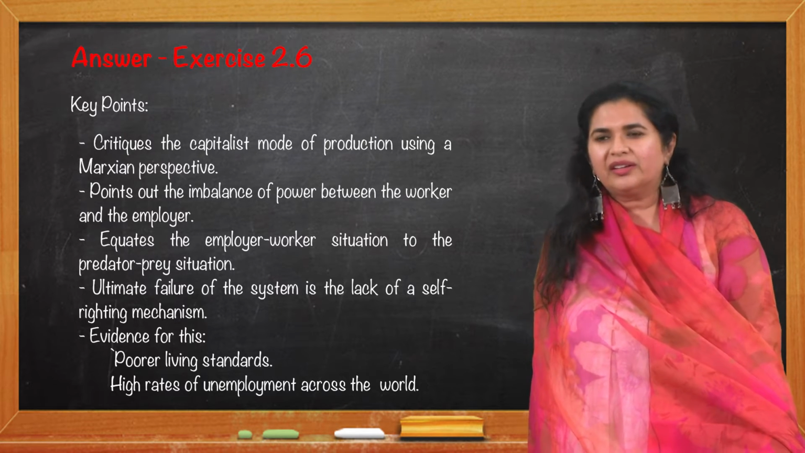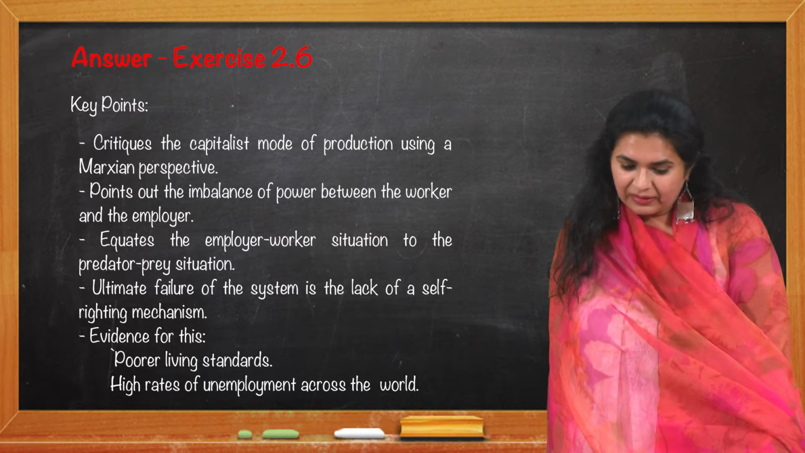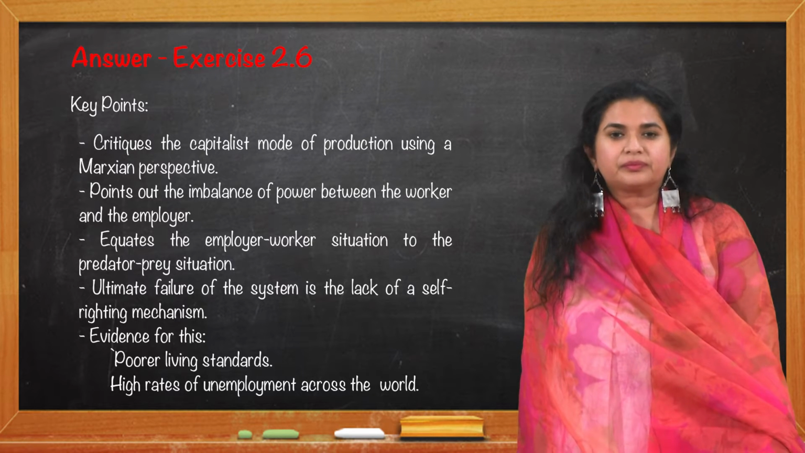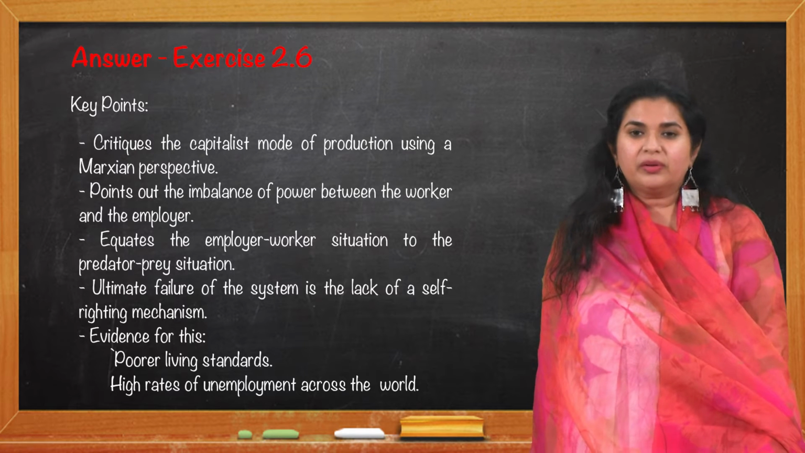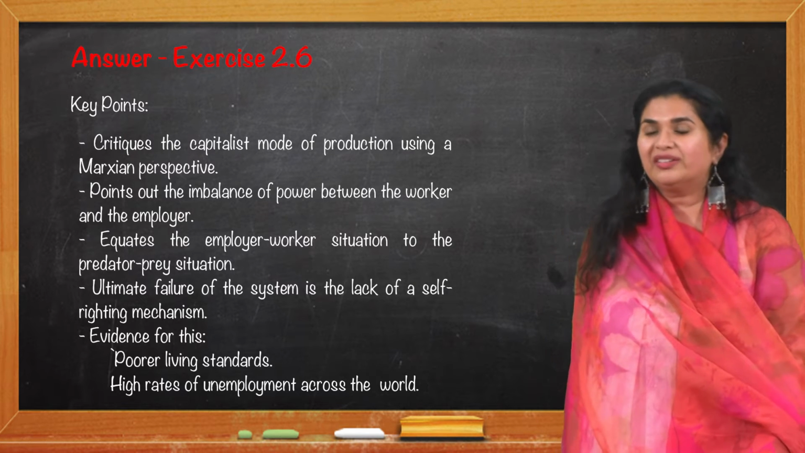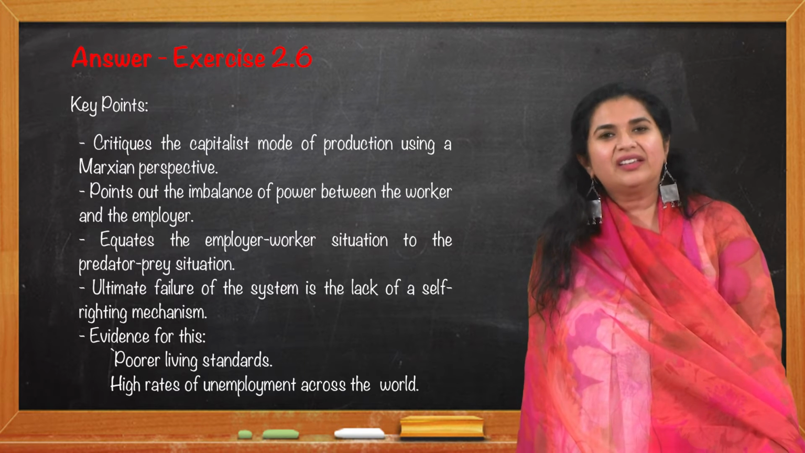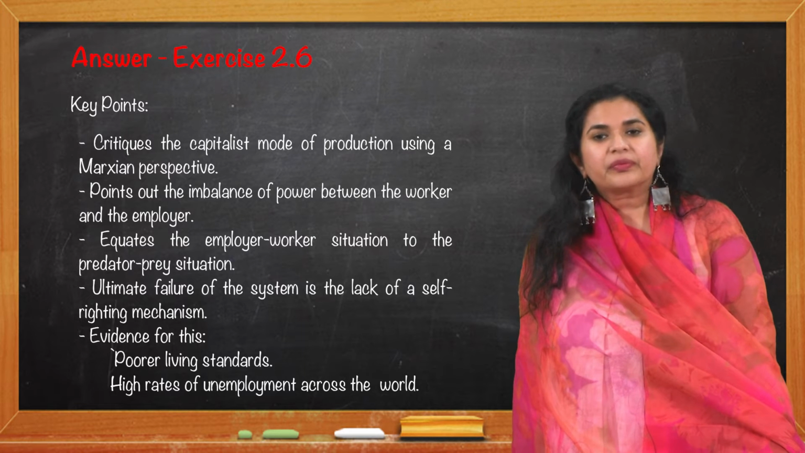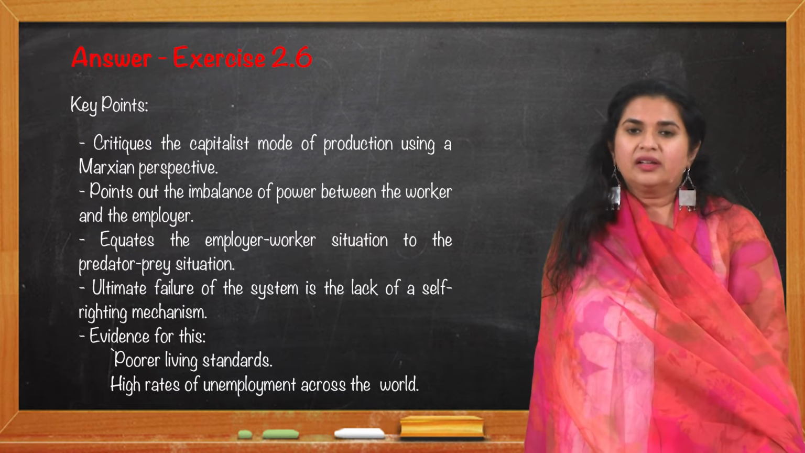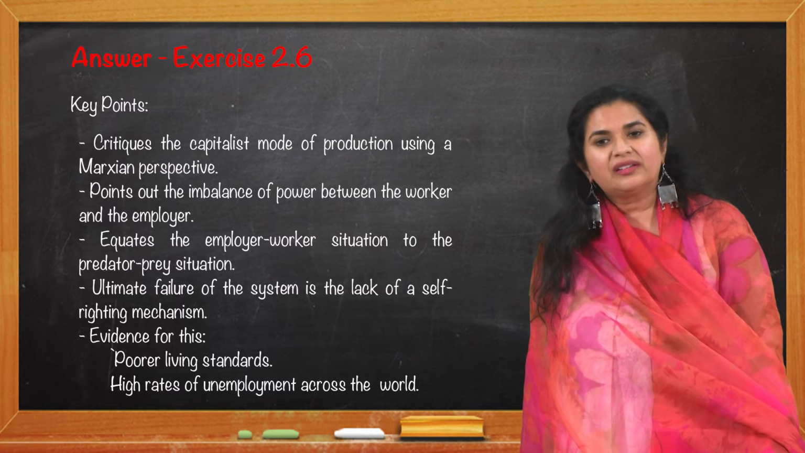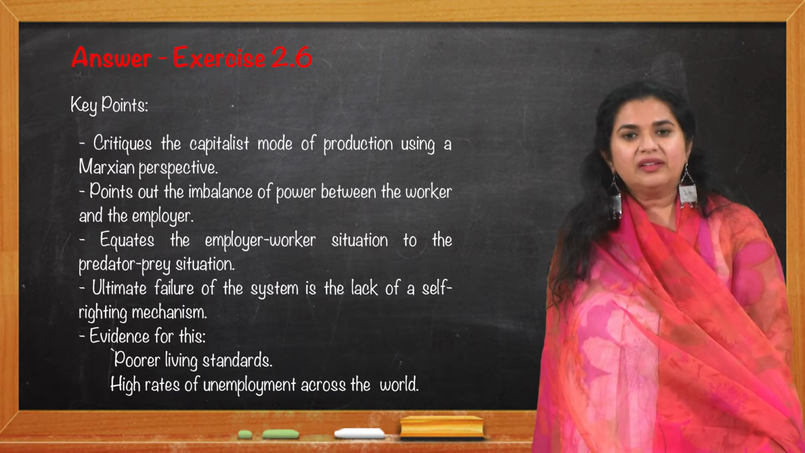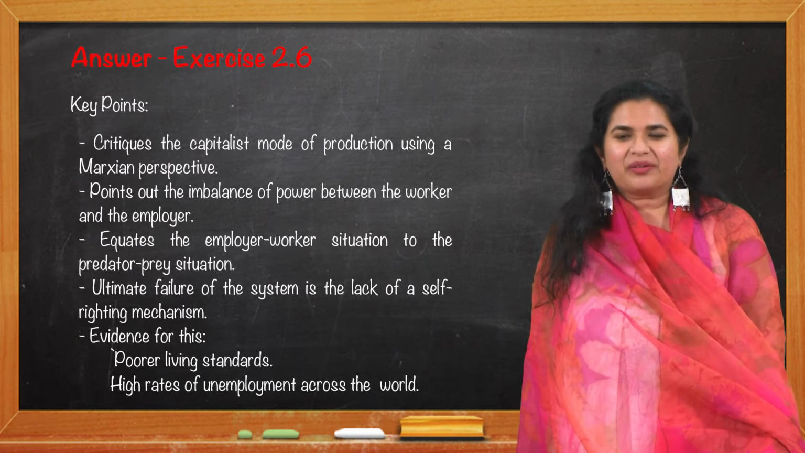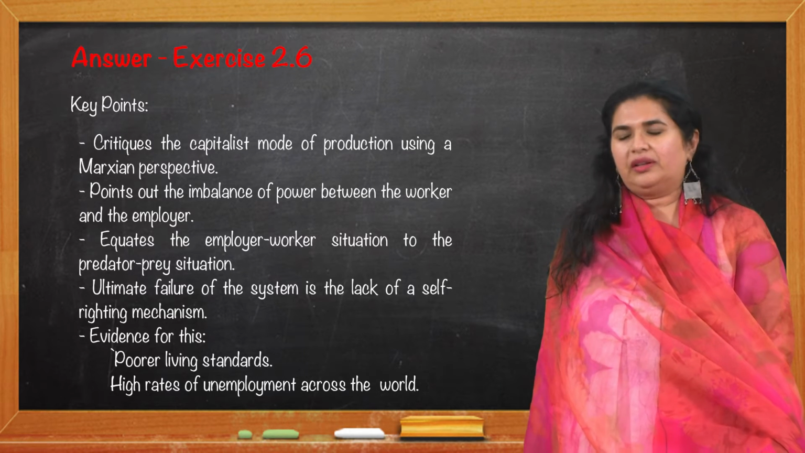You do not have to get into the theory part of it, of course. The passage also points out the imbalance of power between the worker and the employer. The passage equates the employer-worker situation to the predator-prey situation, which is very important. Every society has a predator. In every civilization, we have a predator and a prey. And then, the failure of the system in providing a self-righting mechanism. Evidence is poor living standards and high rates of unemployment across the world. So, these are the main points.